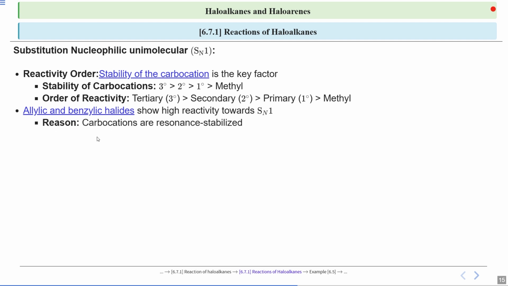Why? What is the reason? That carbocations are resonance stabilized in these. In the allylic and in the benzylic halides, the carbocations that are forming in the first step are resonance stabilized. So the charge is going to be stable as per the resonance.